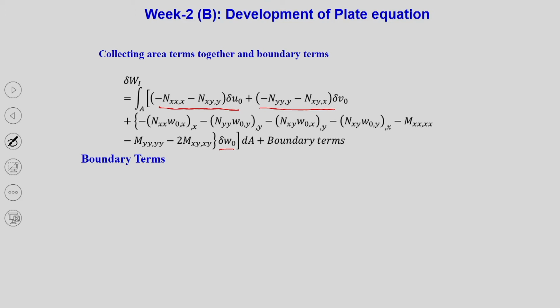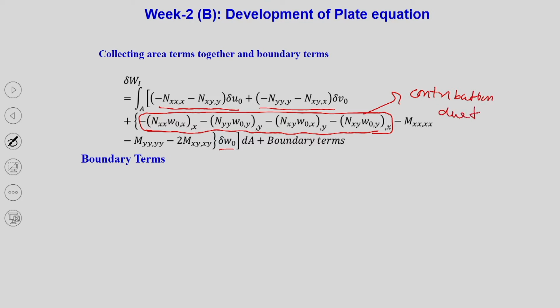So, the terms like this are basically the contribution due to non-linearity. So, if you do not consider the non-linearity, these terms will vanish.